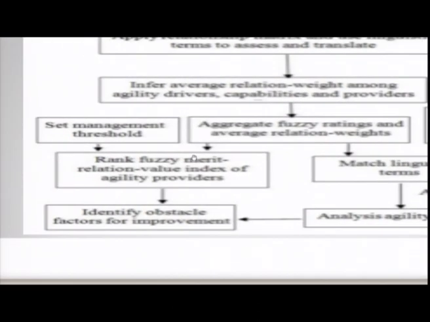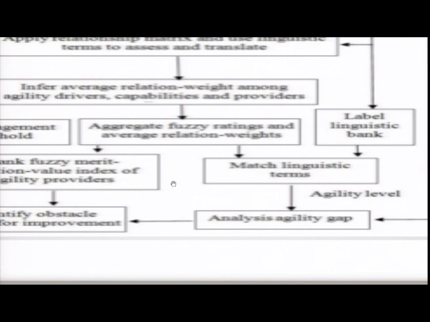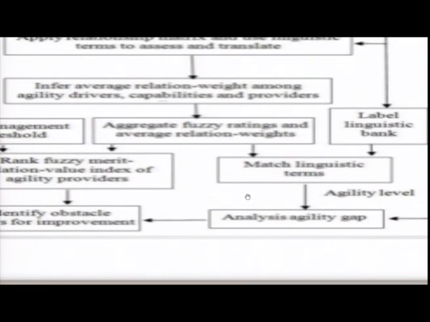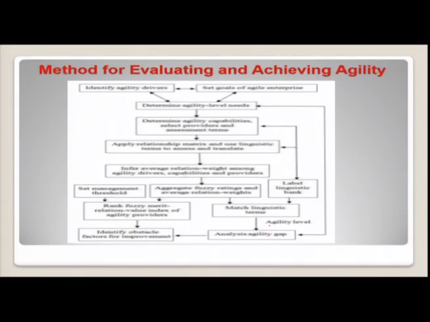Then we need to rank the fuzzy merit relation value index of the agility providers, and we need to match the linguistic terms determined from the fuzzy logic, and then we will be getting the agility level. Based on the agility level, we are supposed to analyze the agility gap and then identify the obstacle factors for improvements, and we need to remove those obstacles, and we need to see to it that it gets improved.